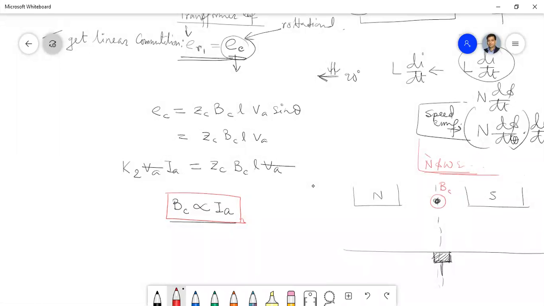But I realized that I should discuss the armature reaction a little bit before completing this commutation. Then you will understand these things more clearly.